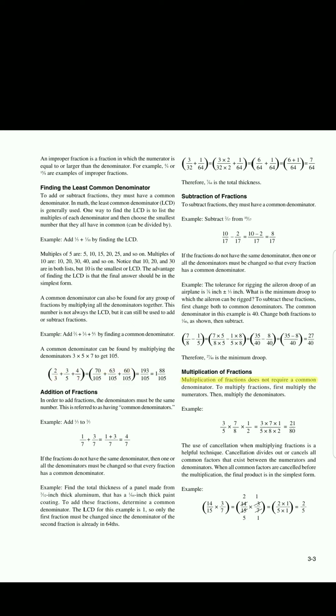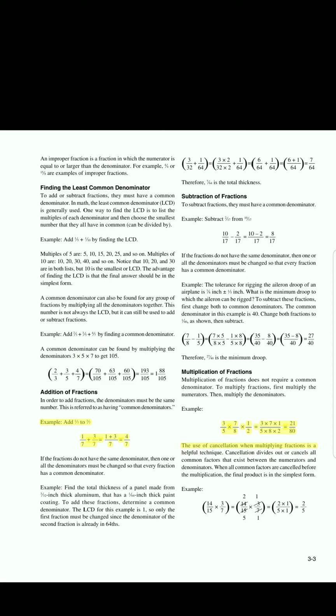Multiplication of fractions does not require a common denominator. To multiply fractions, first multiply the numerators. Then, multiply the denominators. In order to add fractions, the denominators must be the same number. This is referred to as having common denominators. Example. Add 1/7 to 3/7. 1 plus 3 equals 4, so the answer is 4/7.